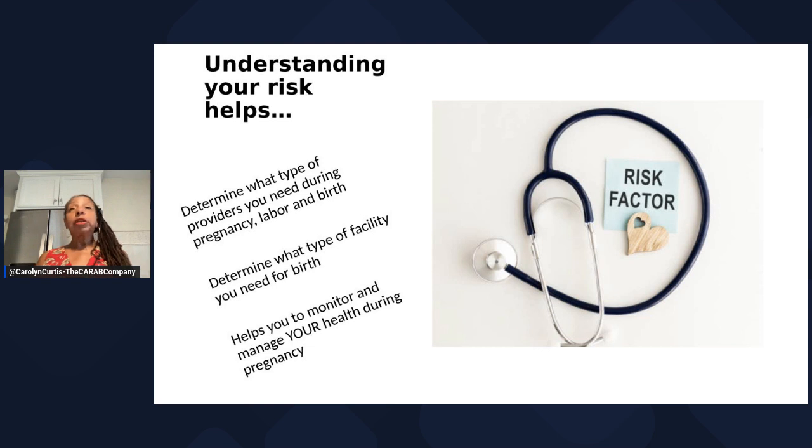What kind of facility should I be having my baby in? Should I look at the possibility of home birth? It's something that I might have desired. Am I going to be okay for that? What about having my baby in a birth center? And then, do I need to be in a hospital?